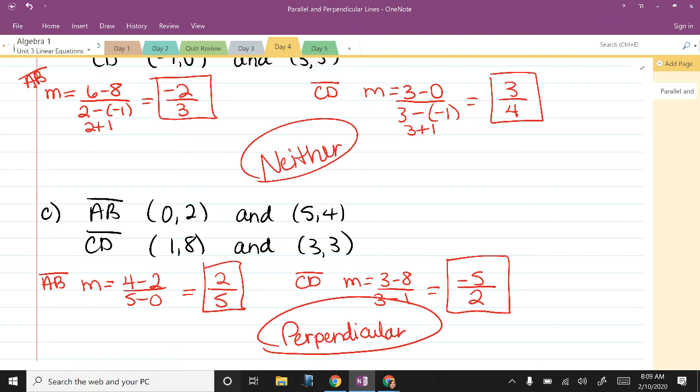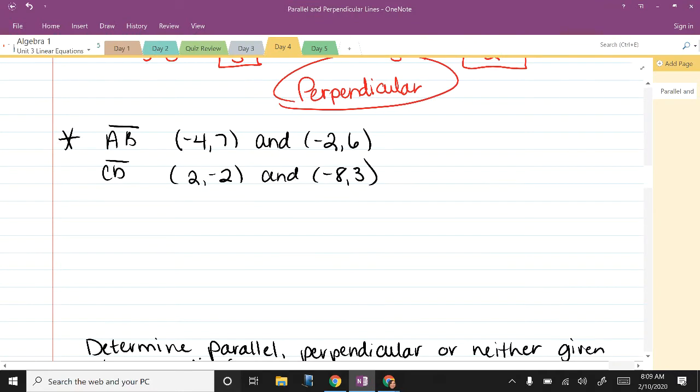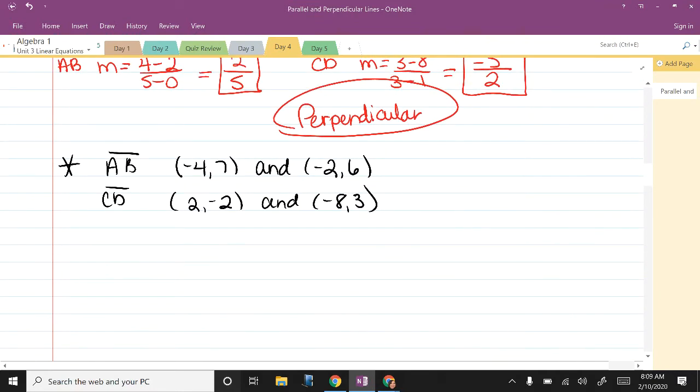Okay, y'all try. Parallel, perpendicular, or neither. Do the slopes.